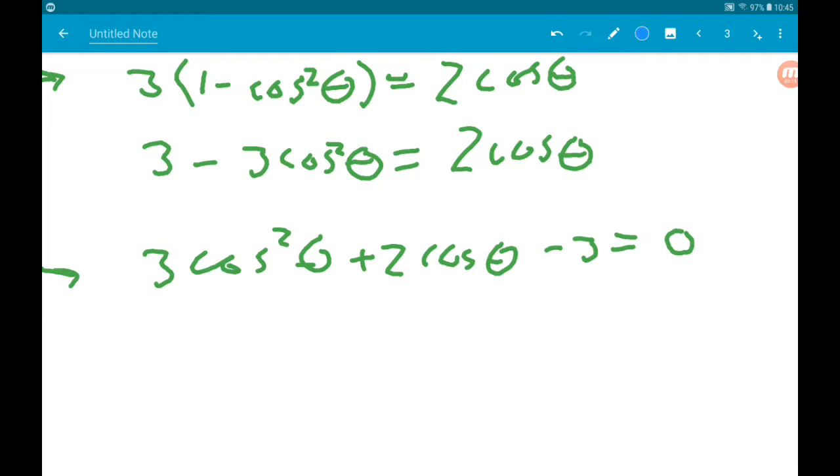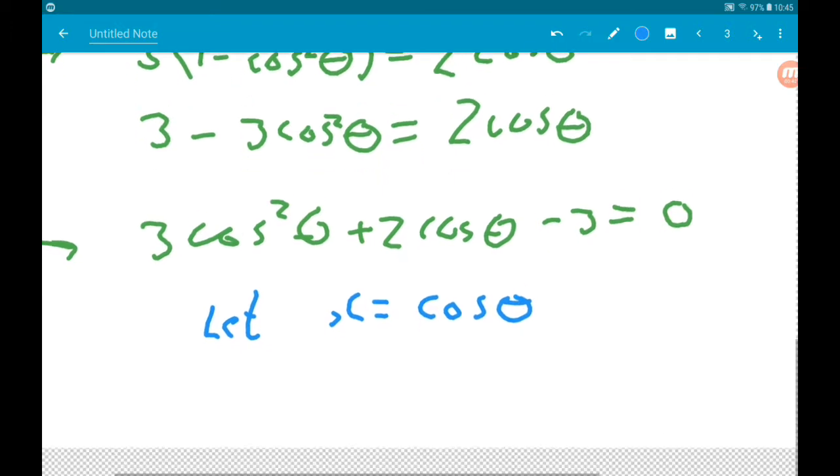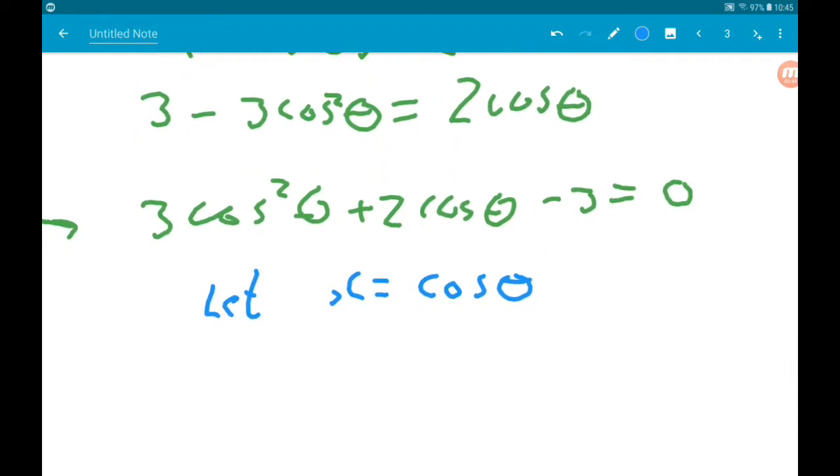Now, first of all, I'm going to make it look a bit more relatable. I'm going to make a substitution. So I'm going to say that x equals cos of theta. You don't have to do this. Personally, I wouldn't, but it might make it look a bit nicer for you guys. So then we got 3x squared add 2x minus 3 is equal to 0.